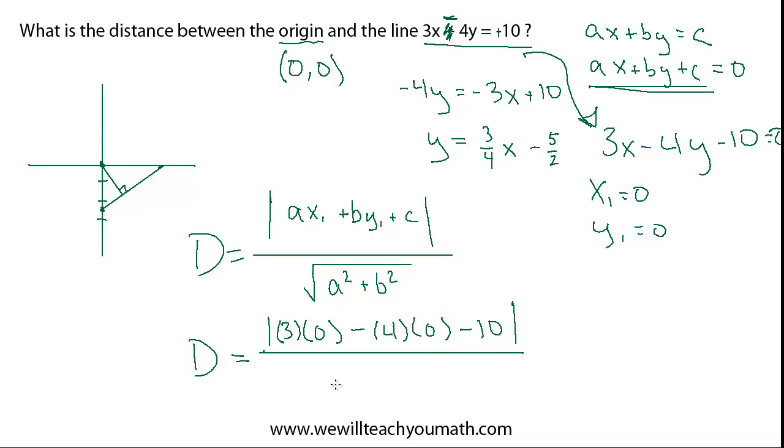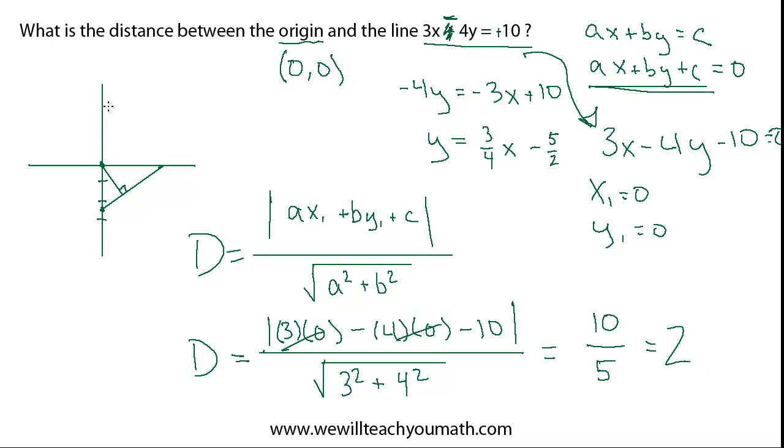And that's all being divided by the square root of a squared plus b squared, where a is 3, so 3 squared, plus b is 4, well, it's negative 4, but it doesn't matter because we're squaring it. And since these are 0, they don't do anything, so it's just negative 10 absolute value. The absolute value of negative 10 is 10. And 3 squared plus 4 squared is 9 plus 16, which is 25. The square root of 25 is 5. 10 over 5 is 2.